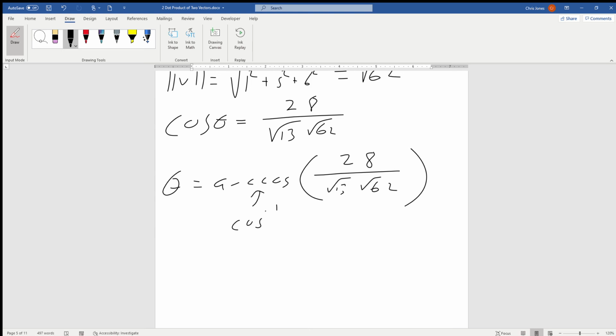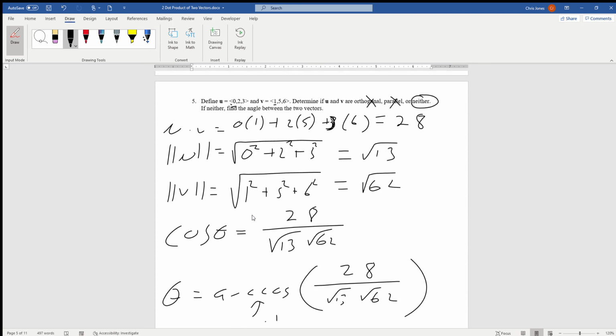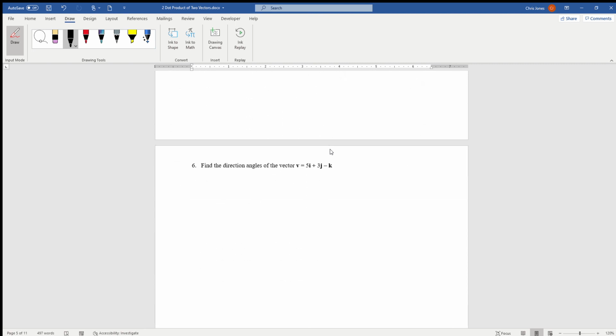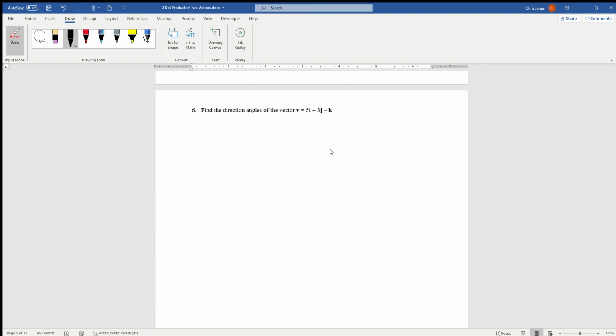Right, so bear with me one moment. I'm sticking this in the calculator. And I wound up with 9.51 degrees. Right, so these vectors are pretty close to one another. And that makes sense because none of these are all that far off. Okay, in fact, the 0 and the 1 make them almost laying on top of one another for those x components. All right. One last example is to be able to find the direction angles.